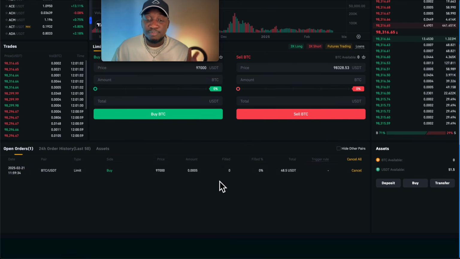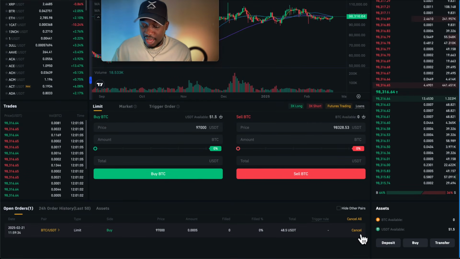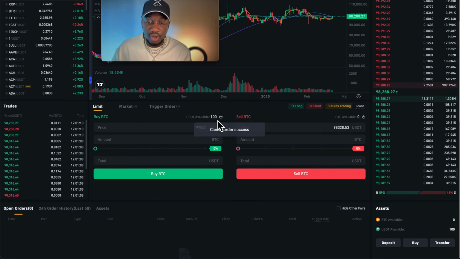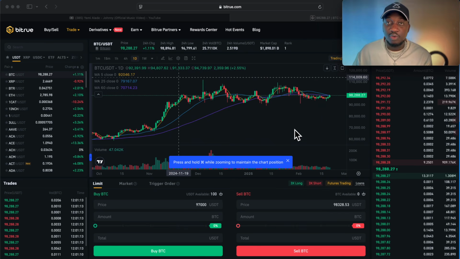Let's say I want to buy Bitcoin immediately, I don't want to wait. I can just click cancel and click confirm. So we have canceled it. Now we have got our money back. So we want to buy using a market order, so that we're not going to wait. Our order is going to get filled immediately using a market order.